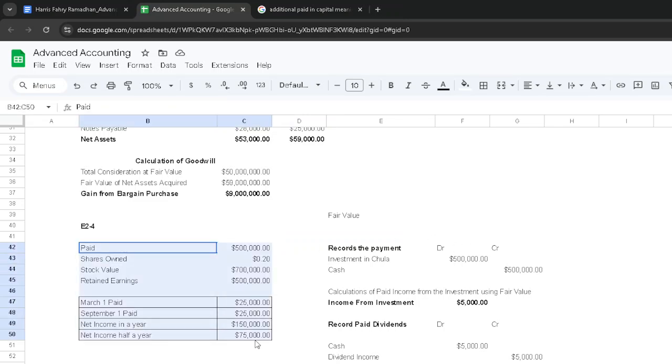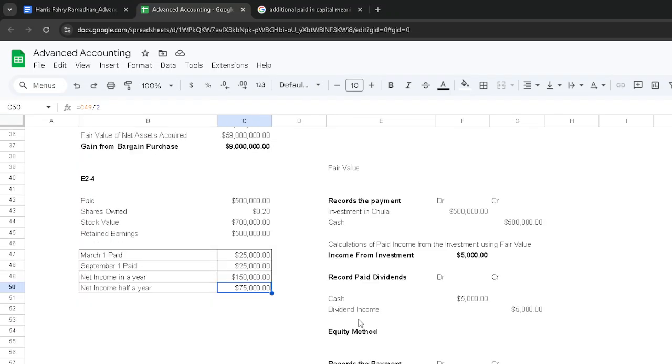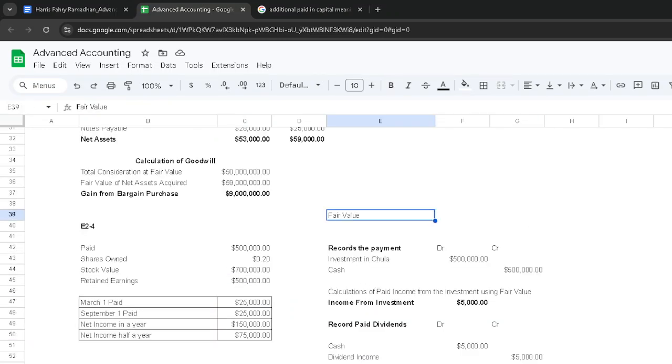These are the calculations. I'm just going to begin explaining it. So first, these are the data that were provided in the case. And these are also things that are provided in the case. So what I did first is I calculated the net income in a year and the net income in half a year. This will be important when I'll be doing the equity method. But before that, we're going to be calculating using the fair value.